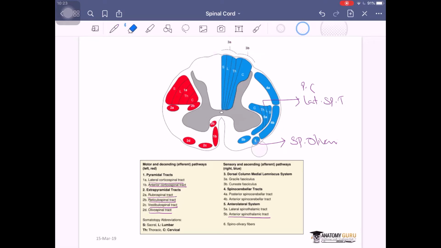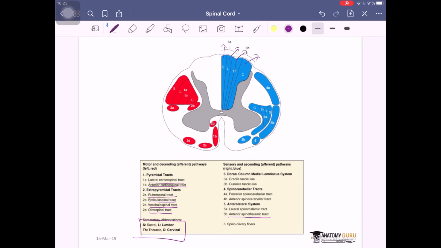There are some numbers written there which are actually labels, but other than that, you see they are also showing S, L, T, H and C, which shows what exactly it is. So it means your sacral fibers are located medially: sacral, lumbar, thoracic and cervical. So the arrangement of the fibers from medial to lateral is sacral to cervical. That is in your gracilis and cuneatus.